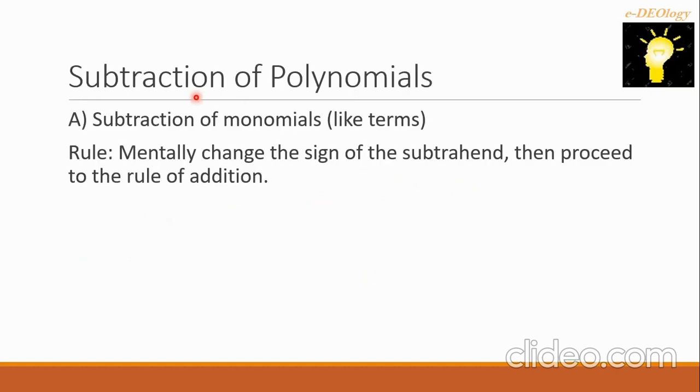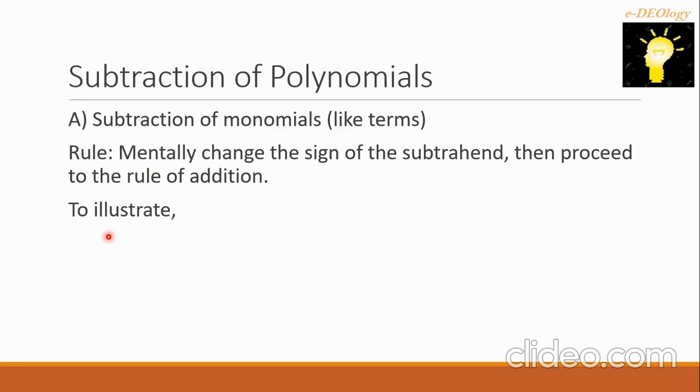Now let us go to subtraction of polynomials, starting with the first part, subtraction of monomials of like terms, meaning these are terms with the same literal coefficient. The rule is to mentally change the sign of the subtrahend, then proceed to the rule of addition.